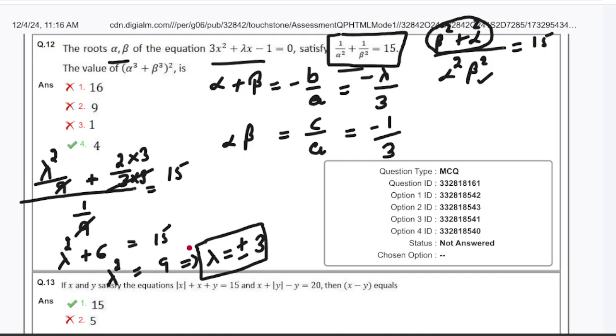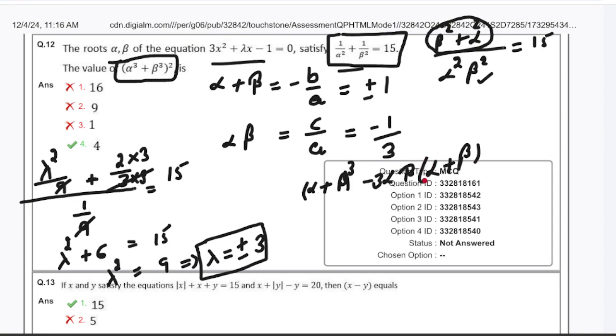This is the first step where we have to stop. Now put this value here, minus lambda by 3. That means the value of alpha plus beta is going to be plus minus 1, depending on the plus and minus sign. I hope this is quite clear here. Now the value which we have to find out is alpha cube plus beta cube whole square. Now this can be written as alpha plus beta whole cube minus 3 alpha beta into alpha plus beta.